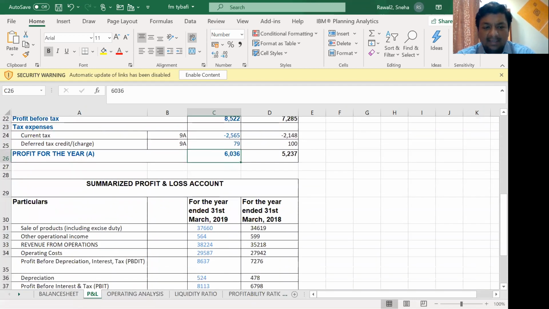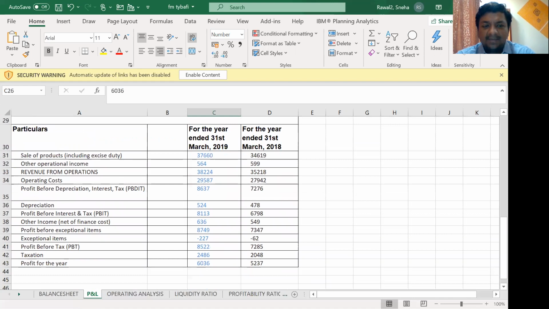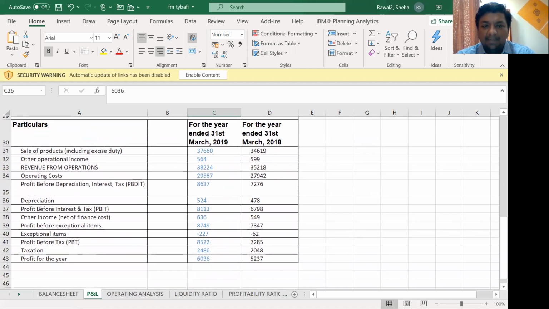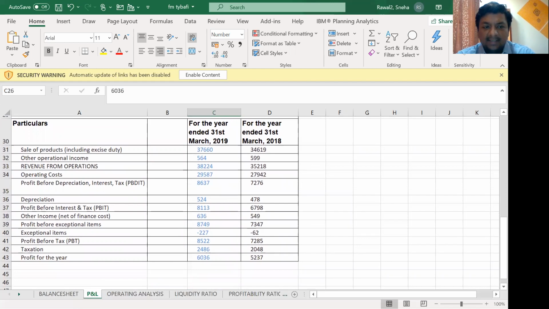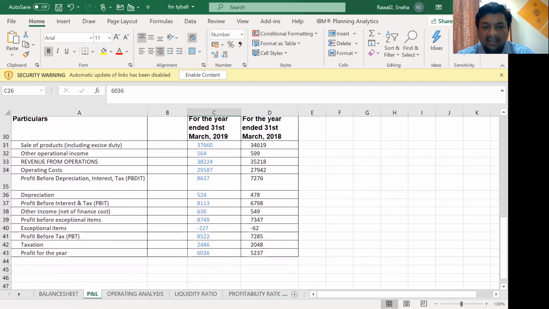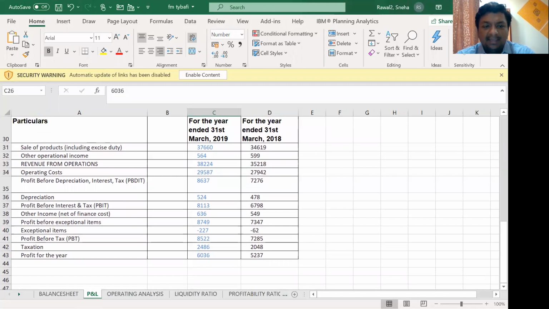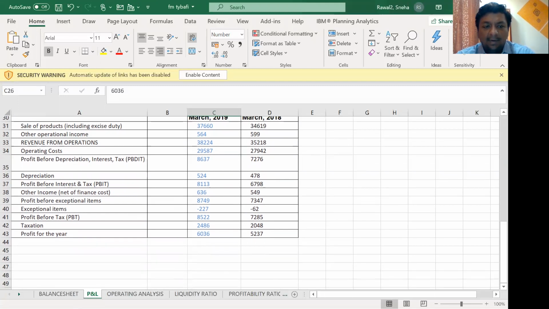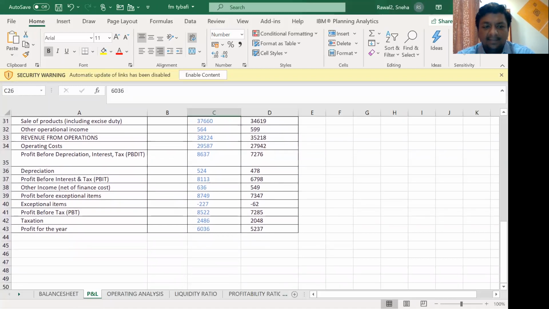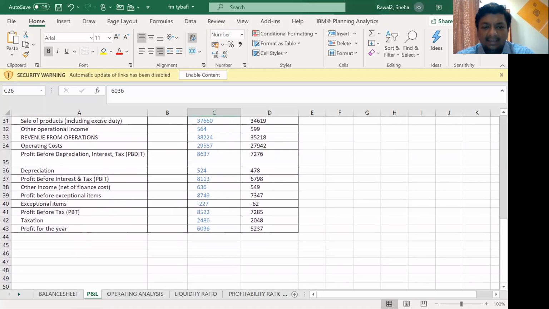A summarized profit and loss account is also available. That is sales from products, other operating incomes, that is your revenue from operations, total operating cost, that gives you PBDIT, that is profit before depreciation, interest and tax. You deduct depreciation to get earnings before interest and tax. Other incomes, profit before exceptional items, profit before tax, less taxation to get profit for the year.